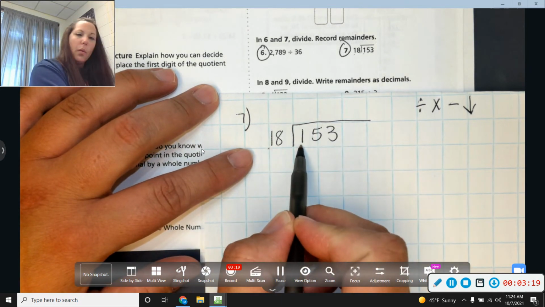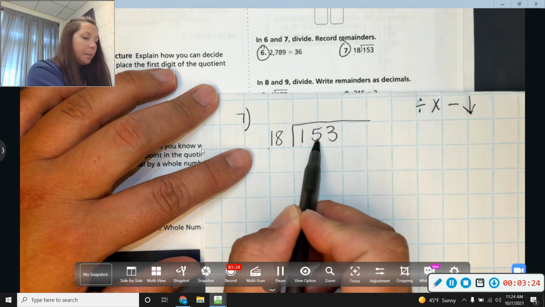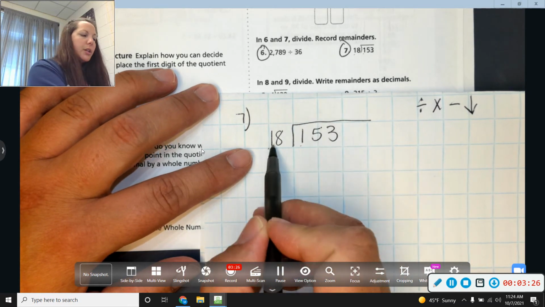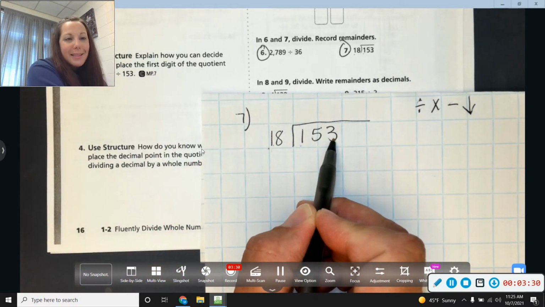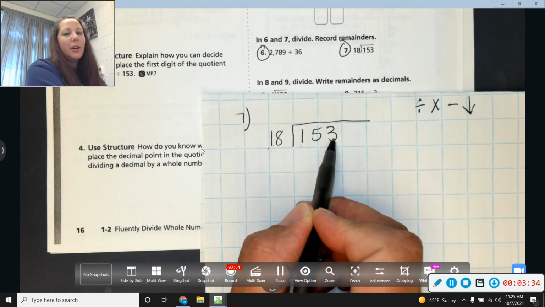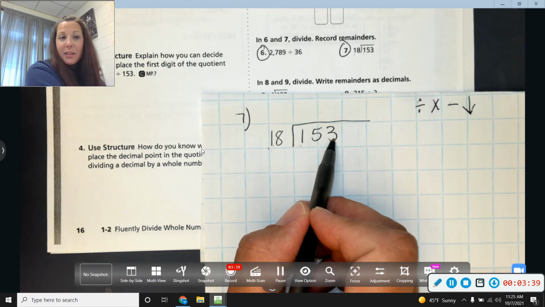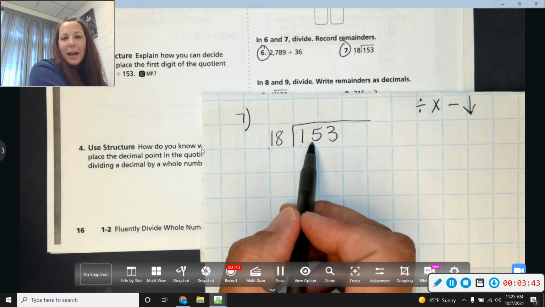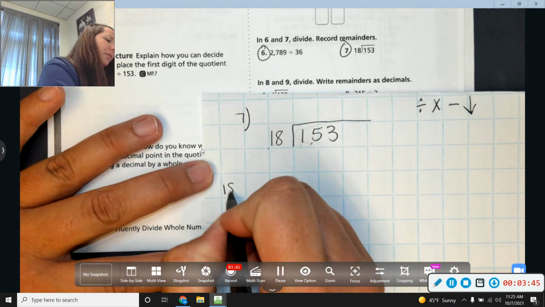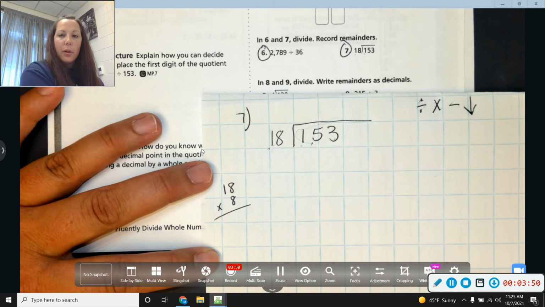So I'm going to keep those there for my reminder. 18 goes into 1. Nope, I can't do it. 18 goes into 15. Nope, it's not big enough. So now I do 18 into 153. So now I just guess and check. Okay, I have to say how many 18s are going to go in there. Well, I know 18 times 10 is 180. So that's too much. So I'm going to come down a little bit. I'm going to try 18 times 8, and we'll see how that works out.